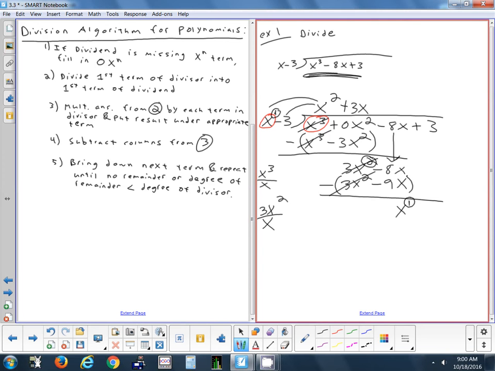Where did you get 3x to the second minus 9x? Where did we get 3x to the second from? So when you multiply 3x back out to x, that's 3x to the second. Okay. And then 3x times negative 3, that's where the negative 9x comes from. Okay. Thank you. Okay, and now bring down my next term.